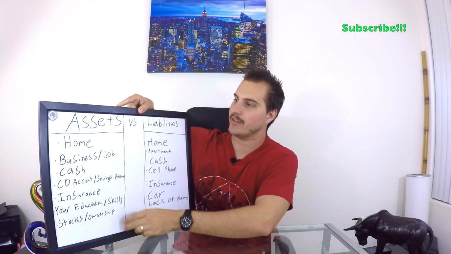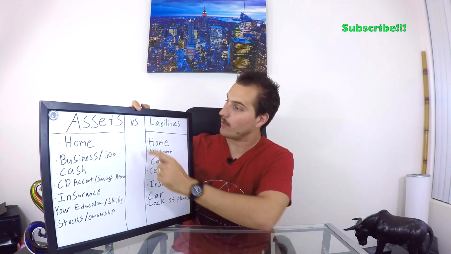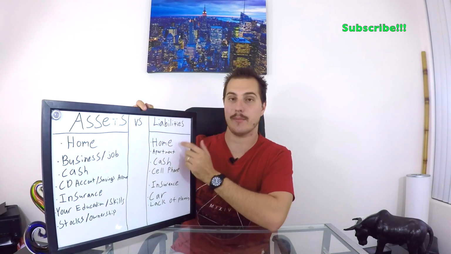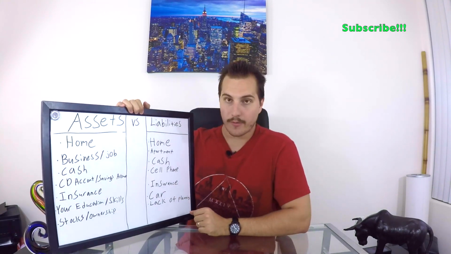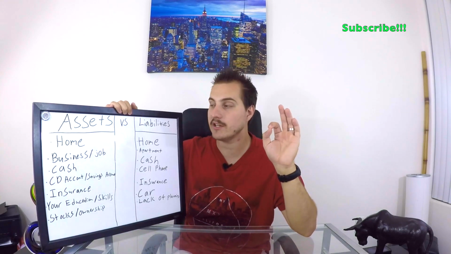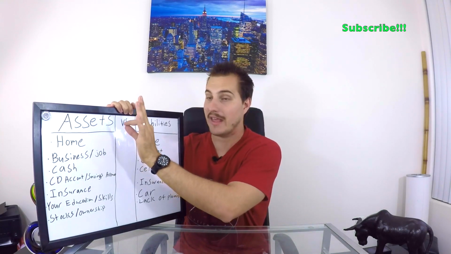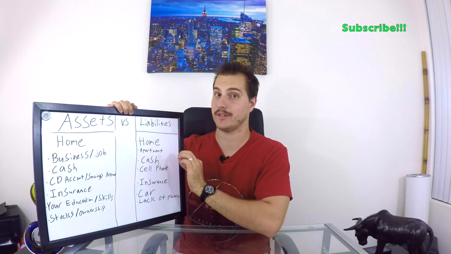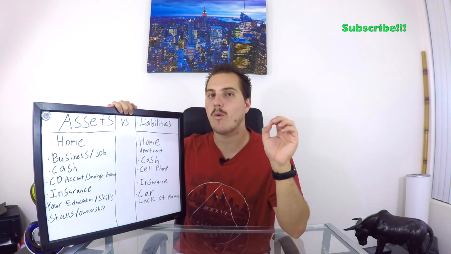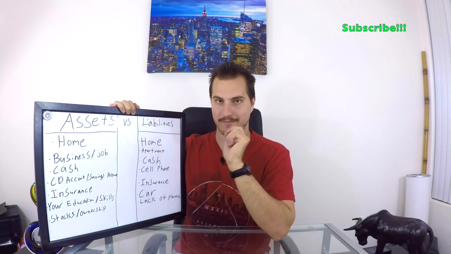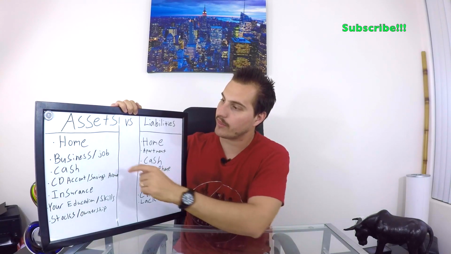So I got a little illustration over here. On this side, we got the asset side, we got the versus, and then we got the liabilities on this side. Now, as I go over this list, you're going to see a few things on the asset side and the liability side. And I'm going to explain why they're on each side. So let's start off with number one.